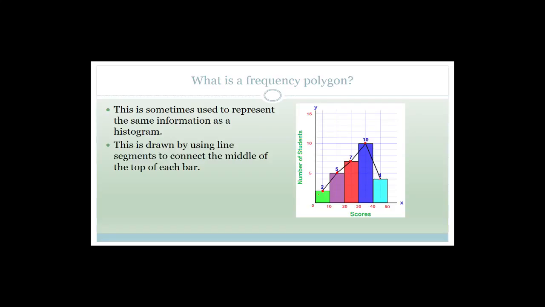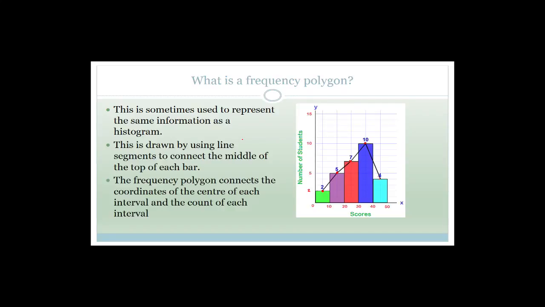Okay, so in other words, they take the middle of each bar and put a point at the middle of it at the top. So this is obviously 2, because that value is 2. This is 5, 7, 10, and 4. And then they join them, and they join them with straight lines, not with a beautiful curve, okay? And that is called your frequency polygon. So the frequency polygon connects the coordinates of the center of each interval and the count of each interval.